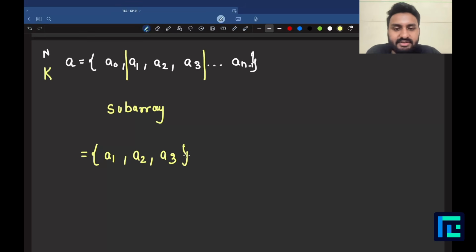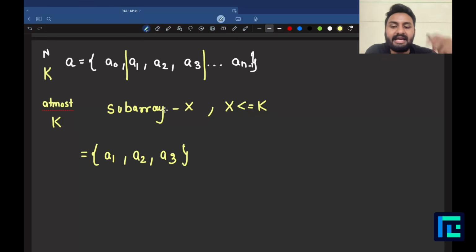All right, so now we have understood subarray. Of course, since this is part of the array, it is going to have a size. In this case, the size is 3. And related to this size, they have given the parameter k. They are saying that you can consider a subarray of at most k size. Now, what does at most k mean? If the size of this subarray is x, then you want x to be less than or equal to k. In this case, I've taken a subarray of size 3, so 3 is less than or equal to k.